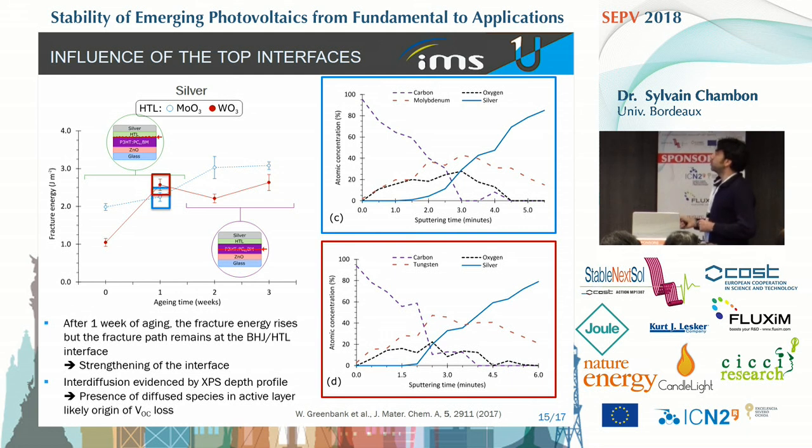And when we take a look at the XPS depth profile, we can clearly see that there is an intermixing of all the layers. So you have some organic material in the HTL, and you have diffusion of silver. We observed this intermixing in the case of molybdenum oxide-based samples, but also in the case of tungsten oxide-based samples. And this intermixing can explain the increase of the fracture energy, and only in the case of molybdenum oxide-based samples, this interdiffusion can also explain the VOC loss.